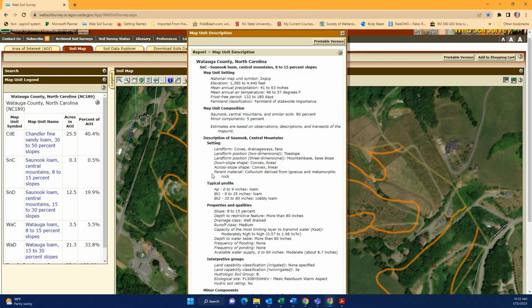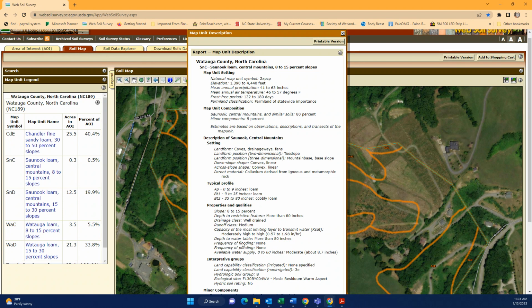So if I did go out there and I verified that this typical profile is what I'm seeing, then I could probably pretty confidently look at the rest of these properties and qualities to make my plan for my feed pad. So for this, we know that there is no depth to restrictive feature that is less than 80 inches. So that means I don't have to worry about that. I know that its drainage class is well drained, so I'm not going to have to worry about drainage class problems. This isn't flooded or ponded very often, so I don't have to worry about that.